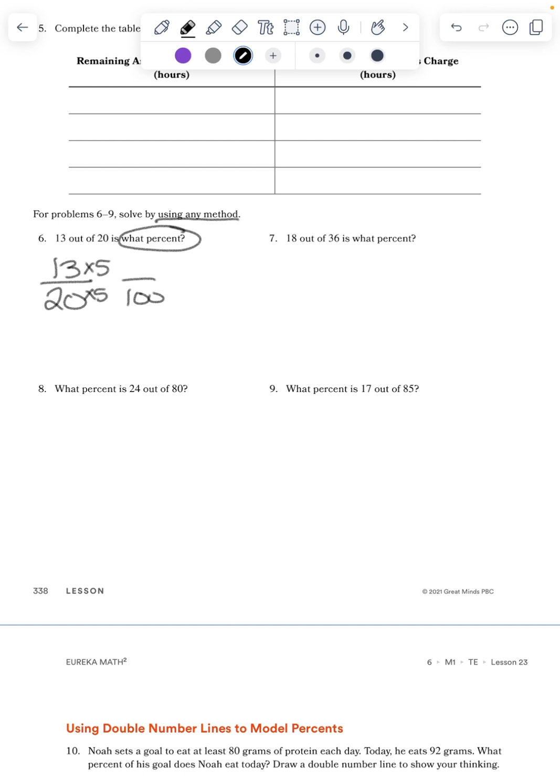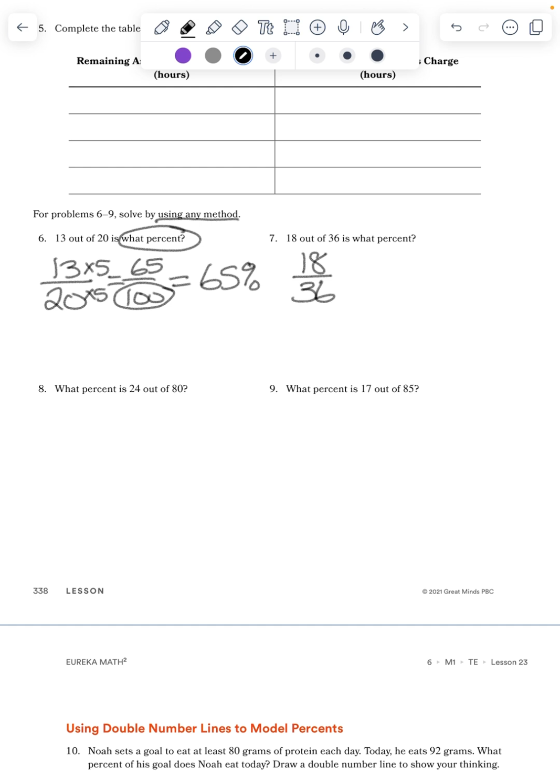And 13 times 5 is going to be 65. So 13 over 20 is equivalent to 65 over 100. And because we have a denominator of 100, we can write this as 65%. So sometimes it's easier to just write it as a fraction and convert your fraction to an equivalent fraction with a denominator of 100. Or number 7, 18 out of 36.